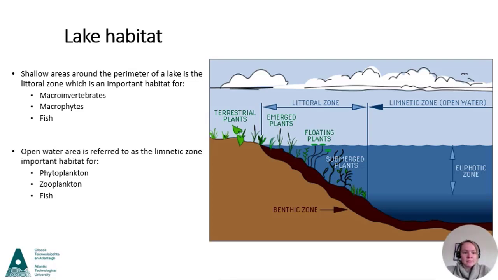Then we have our limnetic zone or our open water zone. This is an important habitat for our phytoplankton, which are small plant-like microscopic organisms. We have our zooplankton, which are our small animal-like organisms, and then we have our fish. So slightly different food chains between our littoral zone and our limnetic open water zone.